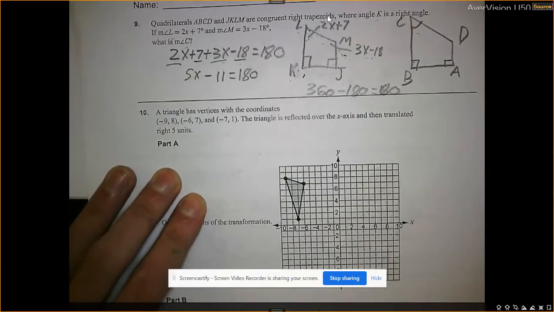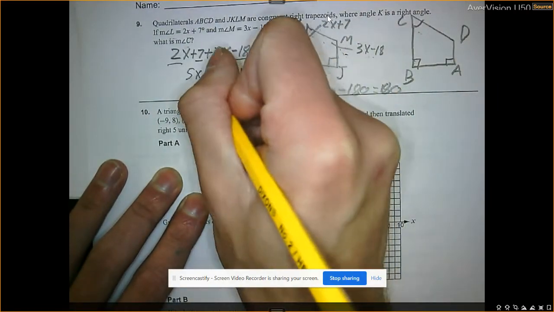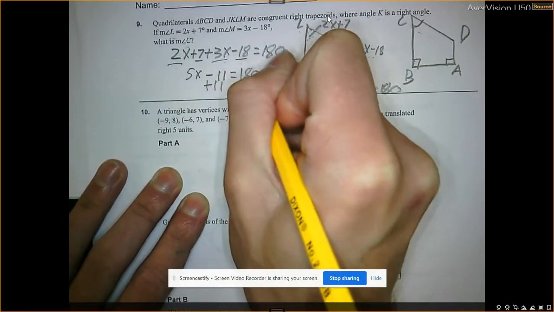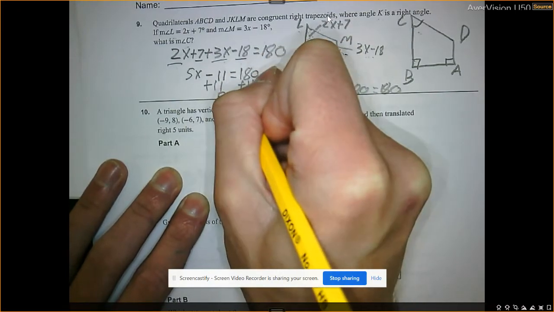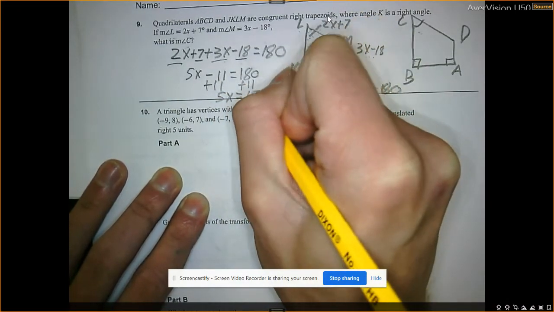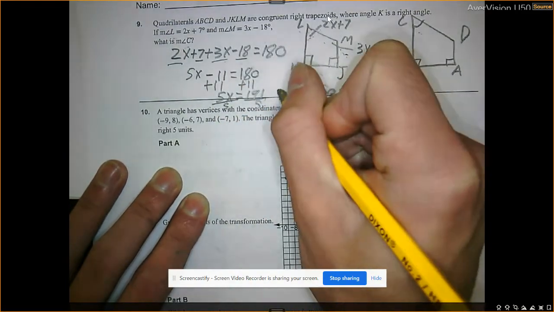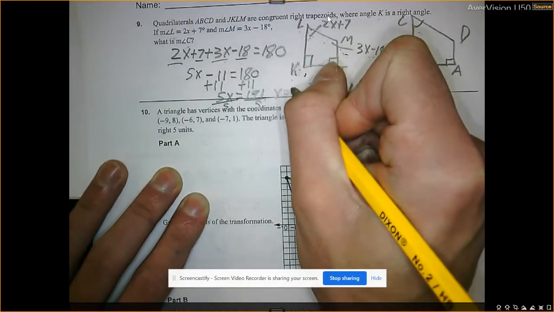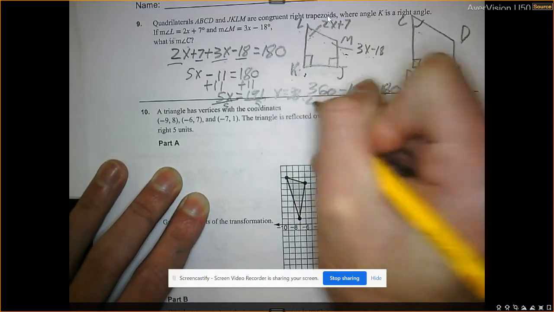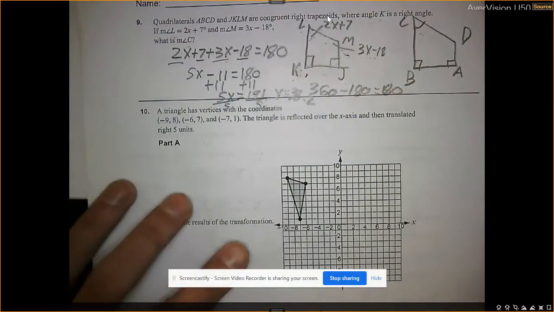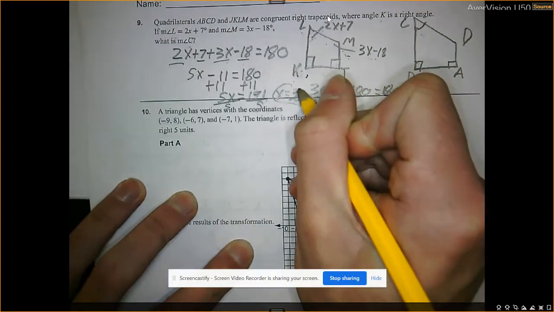Okay, so I get 5x minus 11 equals 180. I have to add 11 to both sides then to continue solving for x. I get 5x equals 191. Last step, to get x alone, I need to divide both sides by 5. And I get x equals 38.2 when I do that in a calculator. Okay, so x equals 38.2.